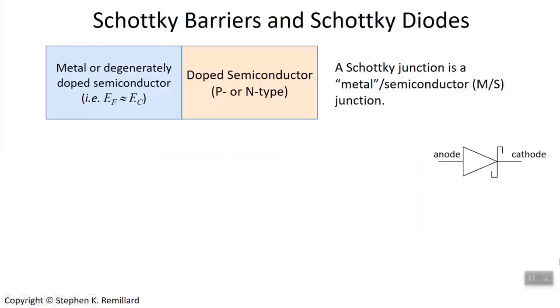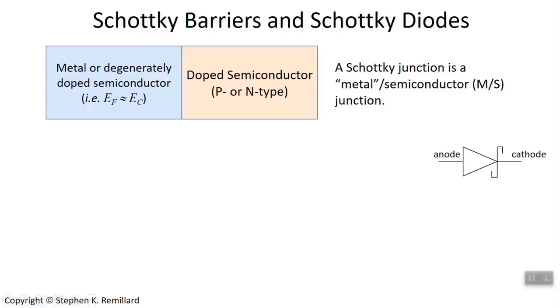Not all junctions are semiconductor junctions. We've talked a lot about them. You either have a junction formed within a common piece of semiconductor, or two different pieces of semiconductor in the case of the heterojunction. But other things can happen. You can have a metal semiconductor junction called a Schottky junction.